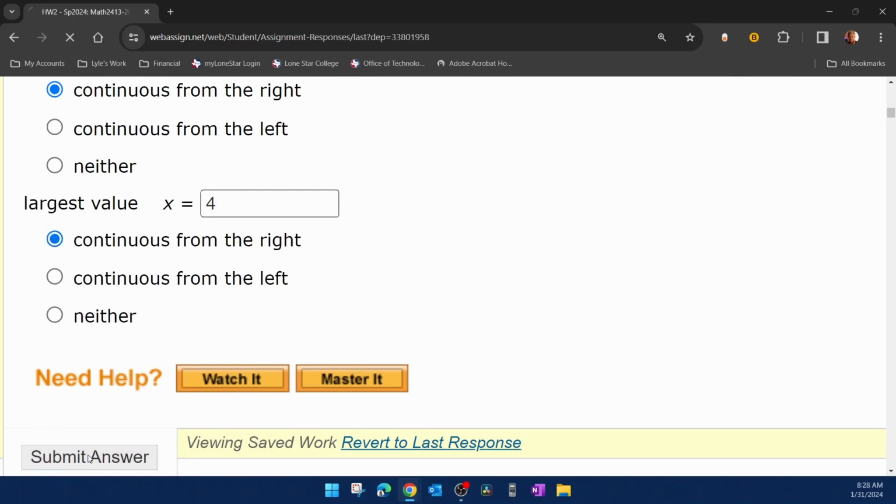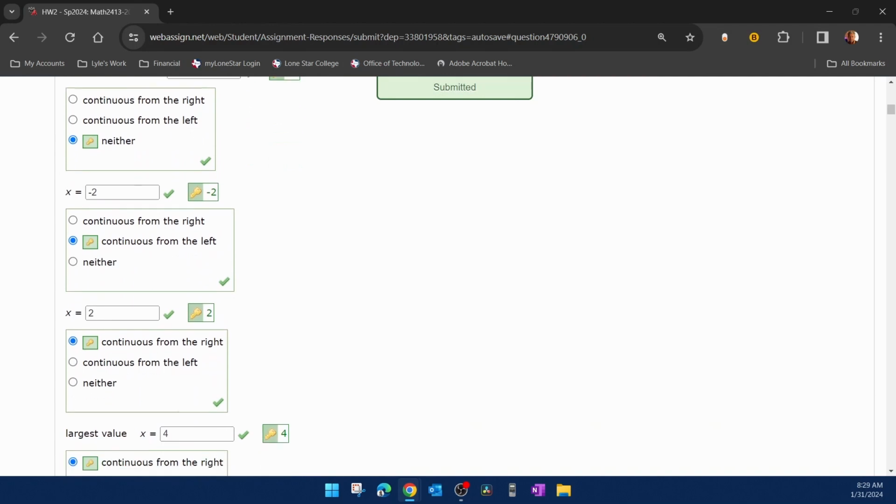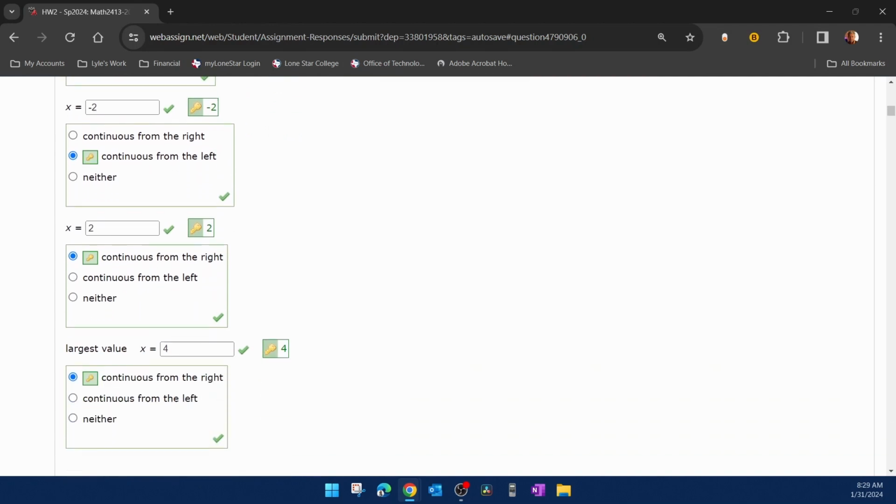And let's see how we did. Looking at all of our answer choices, we can see everything is correct. So that's going to do it for this problem.